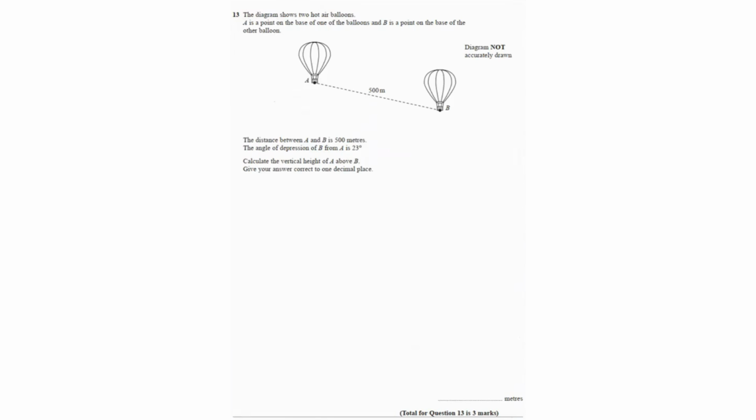So very similar to the previous question. From A, we're looking down. So this is the angle. So that means this will be the angle over here. This is your angle of depression. And they want the vertical height from A above B. So this is what we're trying to find.